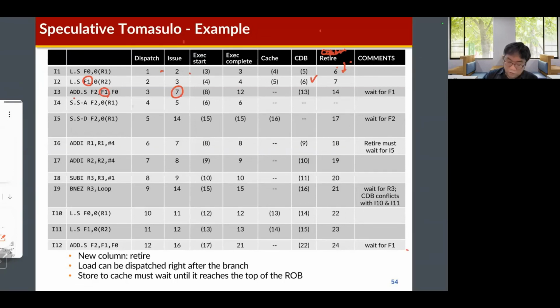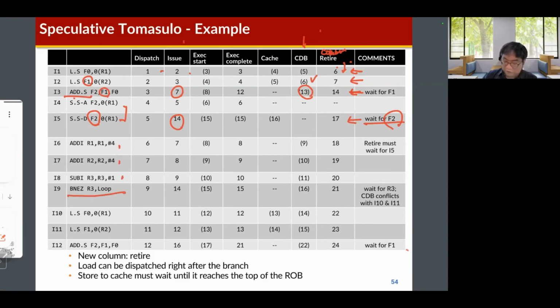The store instruction is split into two parts, and the store data part requires F2 from the add I3, so it waits for F2. When F2 is delivered to the CDB, it can be issued. The commit is in order, just as the dispatch is in order. But if you see the CDB part, it's a bit similar to completion, so you can see that the CDB is out of order. Understand? If it says ready, then it can be committed.